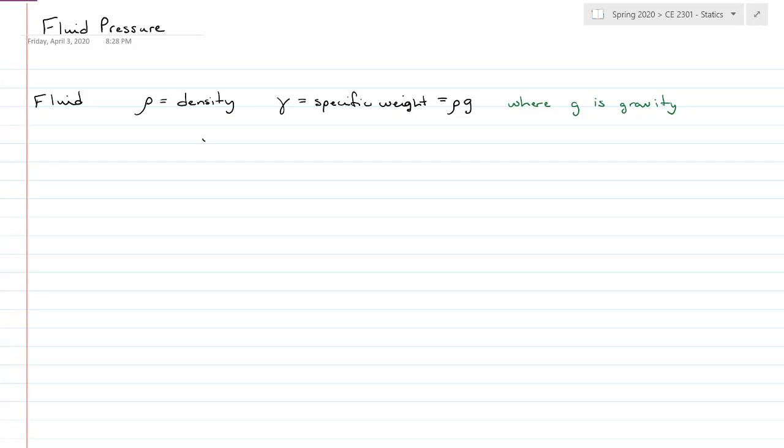All right, on Earth, with a capital E, gamma is equal to 62.4 pounds per foot cubed. It is also equal to 9.81 kilonewtons per meter cubed. Now this is going to change based on elevation and location. These are good general numbers and they're going to be perfectly fine for statics.